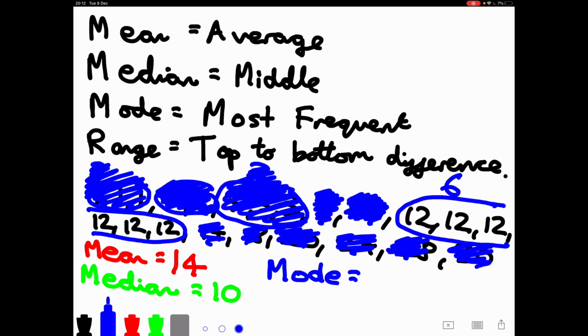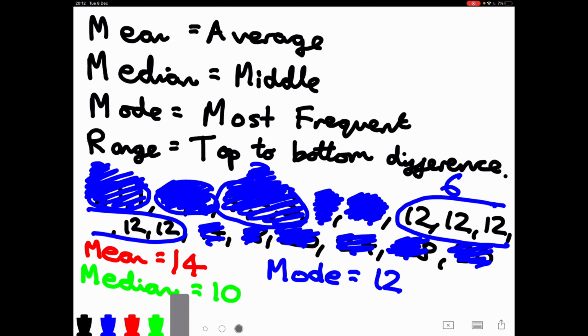So, now we know that the mode is not 6, it's 12, because that is the most frequent number. It's not the frequency of the number, but it's the most frequent number. So basically, it's not how many times the number is repeated, it's what number is repeated. If you get what I'm saying.